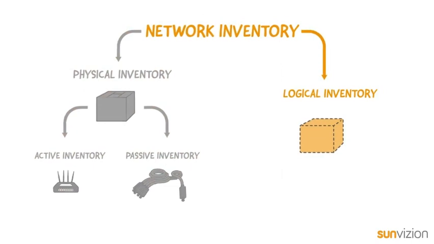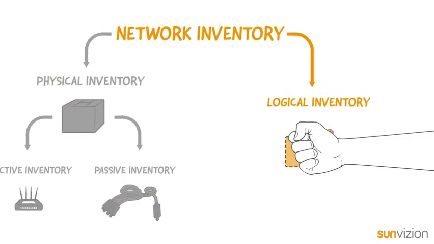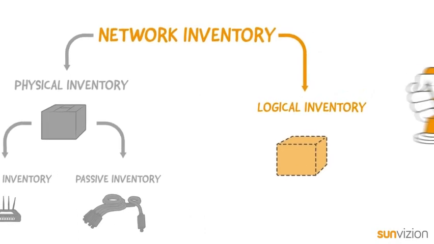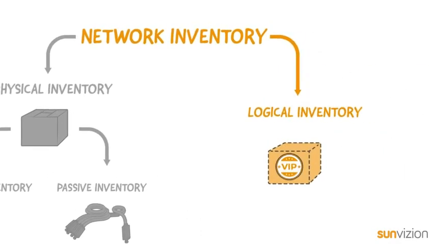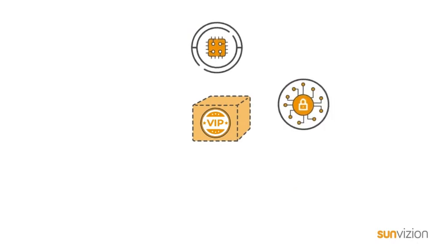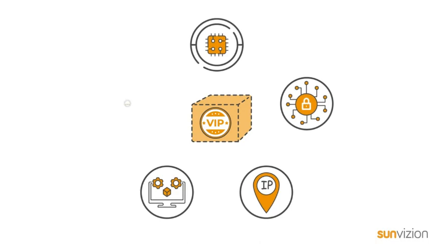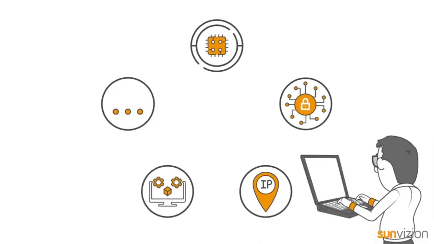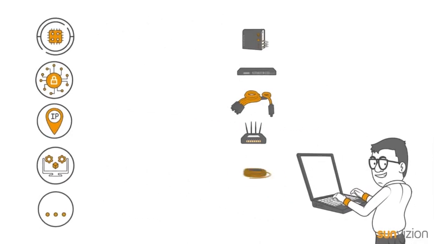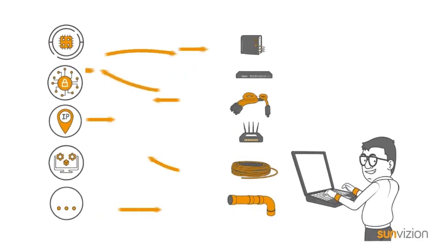Now, let's discuss logical inventory. Logical inventory isn't something you can hold in your hand. They are more abstract objects, but still vitally important for operating a network. Logical inventory includes concepts such as virtual circuits, private networks, IP addresses, virtual machines, VMs, and much more. Network inventory solutions must tie logical resources to the physical infrastructure that supports them.